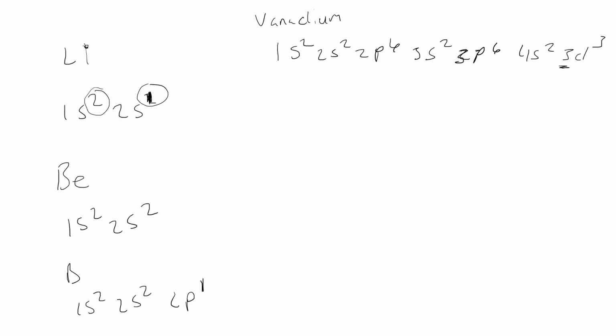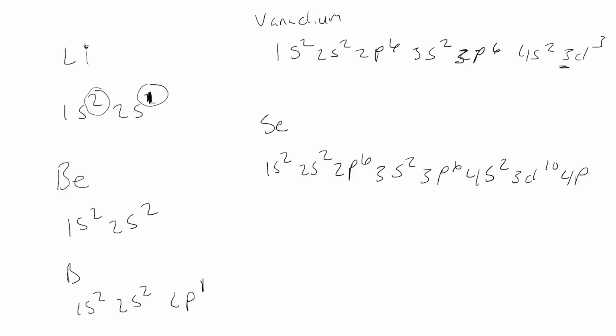If we keep going, let's say, for example, I want to do selenium. Let's do Se. We can do 1s2, 2s2, 2p6, 3s2, 3p6, 4s2, 3d10, and then we essentially can do 4p4. Okay, that would be selenium. You want to keep that in mind.